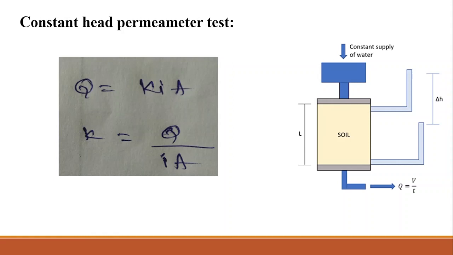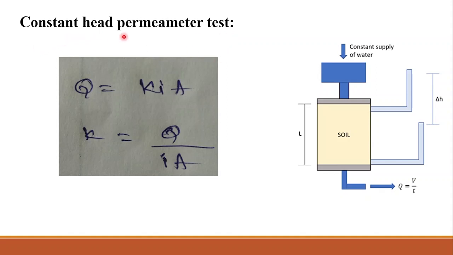Today let us discuss the various experiments for the permeability of soil. The first test we are going to discuss is the constant head permeameter test. Remember, these are all laboratory tests, not field tests. Field tests are different from laboratory tests. They are like the pumping out test and the pumping in test. They are not much important for us.